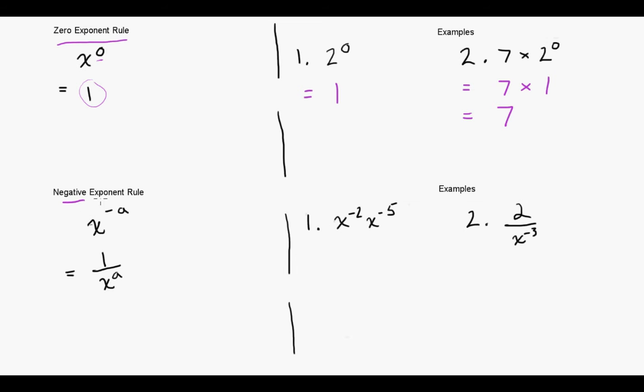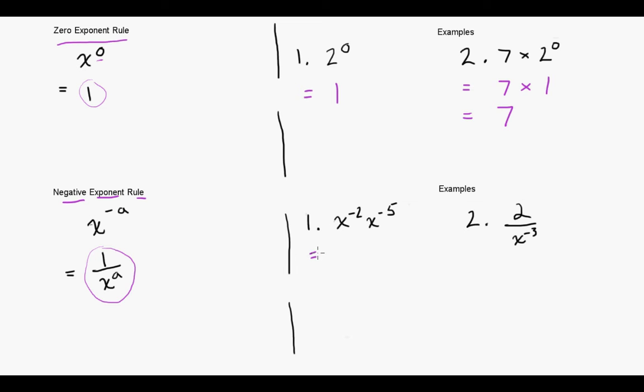Moving on to the negative exponent rule. If we have any number x to a negative exponent a, we can rewrite that as 1 over x to the a. You'll notice that the negative disappears. Okay, so let's use that to solve these examples.